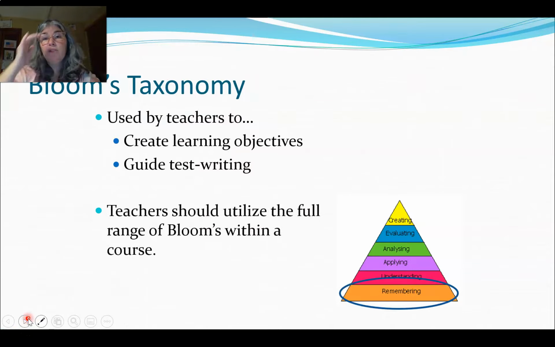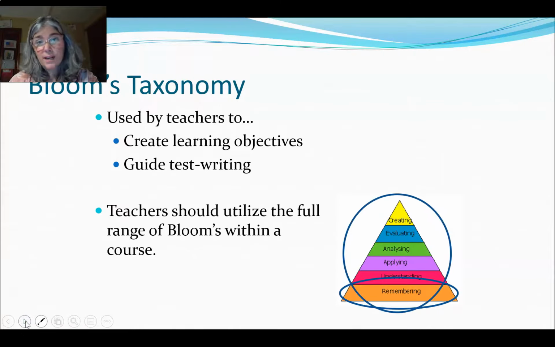And speaking of which, you want to make sure that throughout your course, throughout the school year, that you're utilizing the full range of Bloom's. Not every lesson, not every single day, but think about where can you try to bring in these higher levels. Usually you're going to see that more in your projects and assignments.